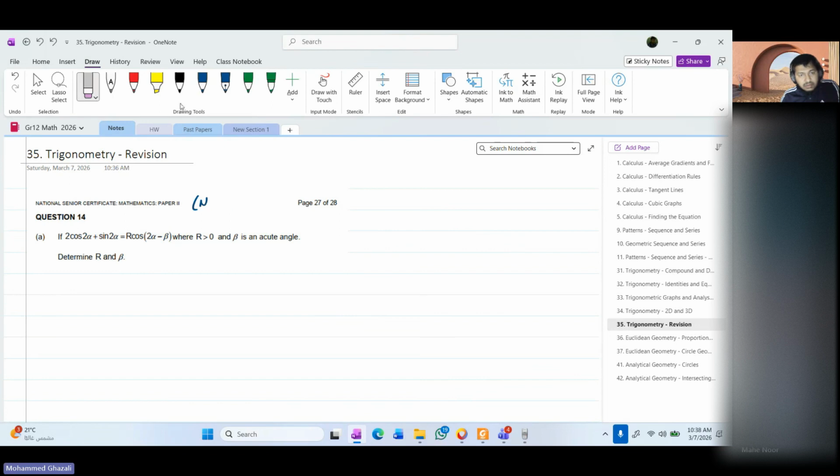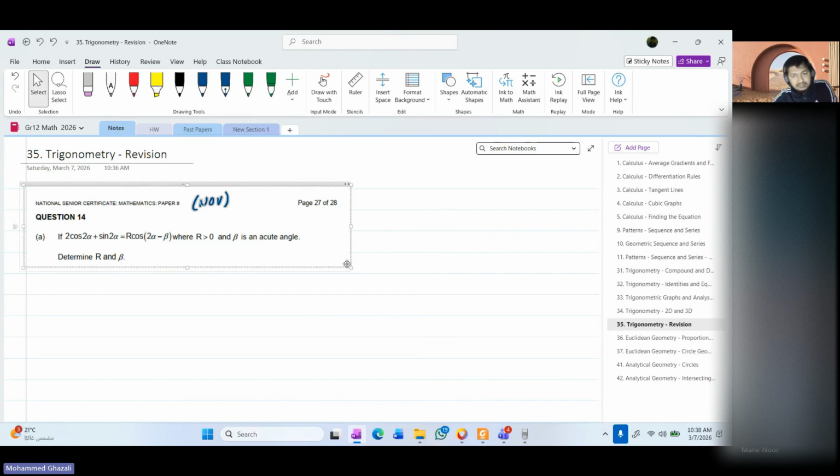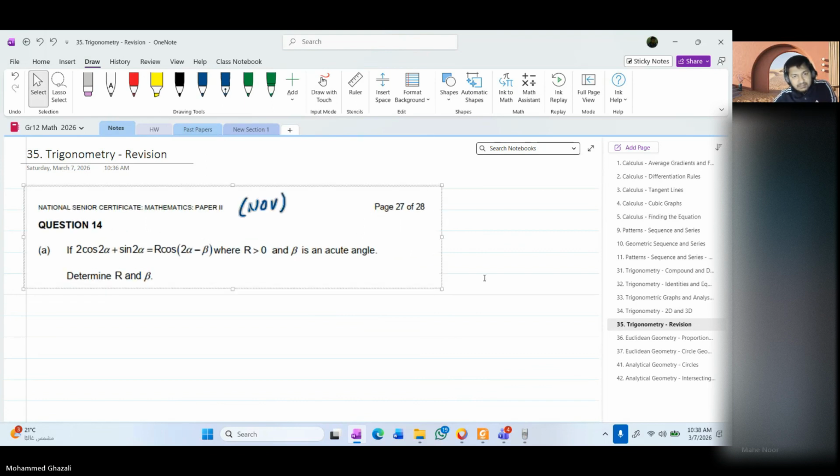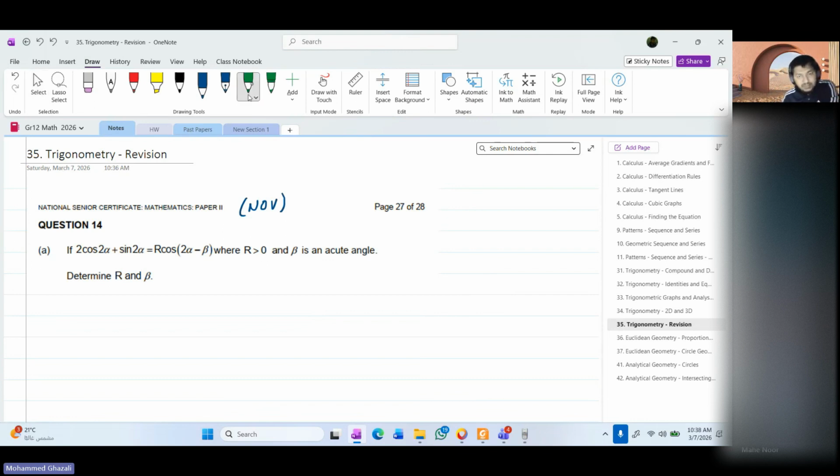Right, so I'm sure you can see this question on your screen. See what this question says. If 2 cos 2a plus sine 2a is equal to r cos (2 alpha minus beta), where r is positive and beta is an acute angle, determine r and beta.